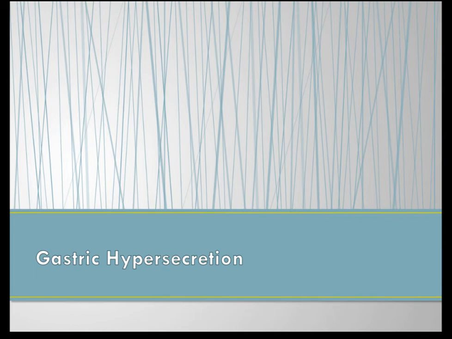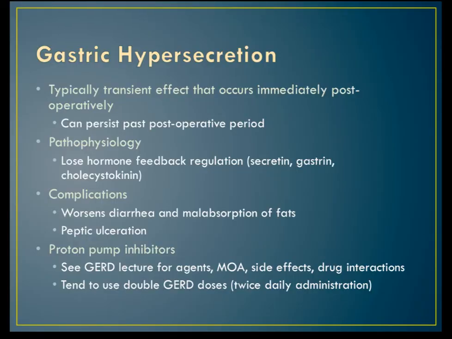The next complication that can be chronically managed in patients is gastric acid hypersecretion. Gastric hypersecretion is usually a transient effect in patients postoperatively just because of that initial stress reaction. However, it can be a chronic issue because, depending on which portion of the bowel is removed, you can lose the hormone feedback regulation. Like most systems in our body, the gastrointestinal tract works on feedback. As contents move throughout the intestines, hormones are released that tell the upper portions of the gastrointestinal system that they don't need to work anymore.